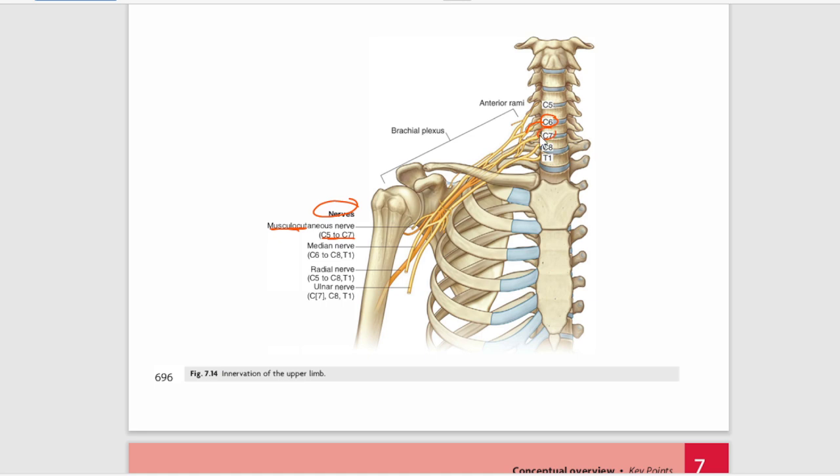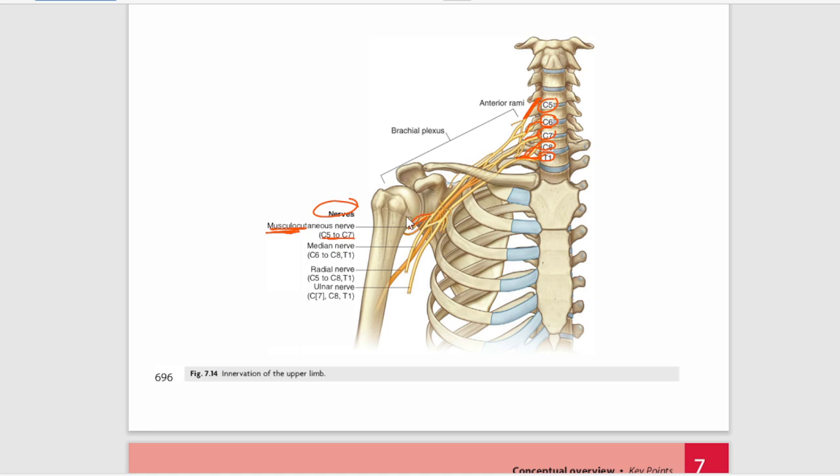If nerves innervate from this area, this is called C7, and from this area, this is called C8, and from T1, this is called T1. So these are the roots. Actually these are the roots, and from the roots different nerves originate. For example, the musculocutaneous nerve is this nerve.